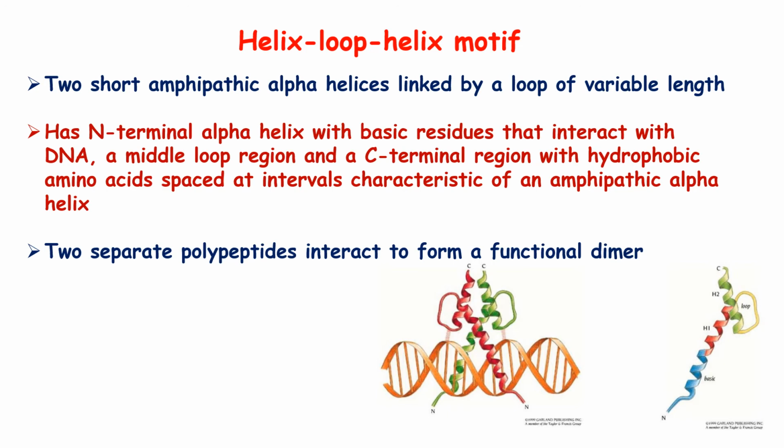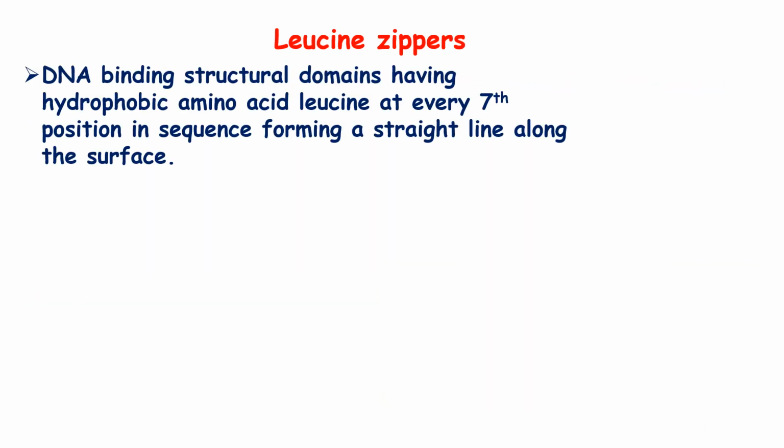So now it's clear that while the helix-turn-helix motif had a single polypeptide forming the whole structure of the motif, the helix loop helix motif has two separate polypeptides forming the functional motif. When two separate polypeptides are involved, it can either be in the form of a homodimer or a heterodimer. The next example is leucine zippers.